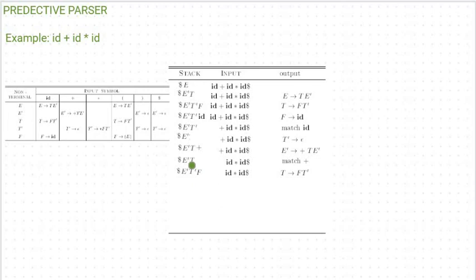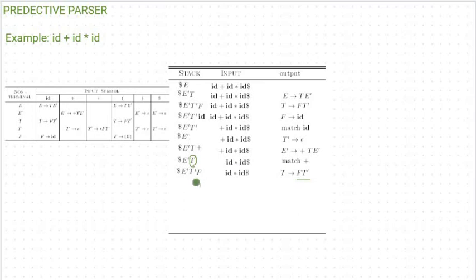Hope you can get it. So this is a symbol. For this symbol only we have applied this rule. So we are just removing T and then we are just pushing this rule. Once again I'm telling, when you are pushing it in the stack, you should push it in reverse order. So T dash first, then F.